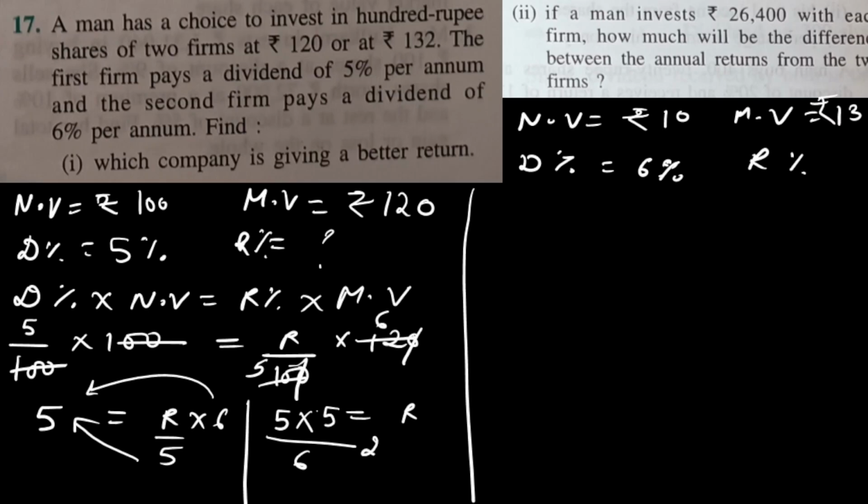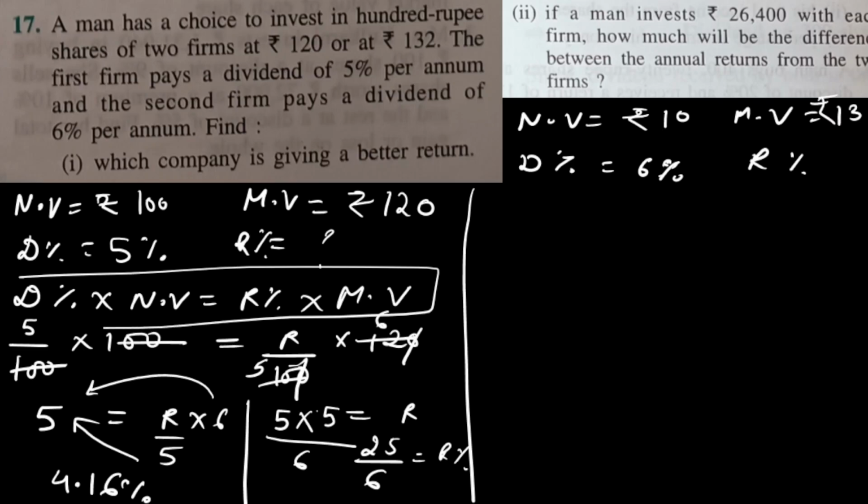So what is the answer? I'll get 25 by 6. So R here I have got 25 by 6. So what is 25 by 6? If you divide, you will get 4 point something. So 25 divided by 6 is equals to 4 point, approximately you can write 4.16%, right? So I've solved here. Now let's do the same thing for the second one also. Same formula, I will not rewrite the formula here. I've already written the formula.